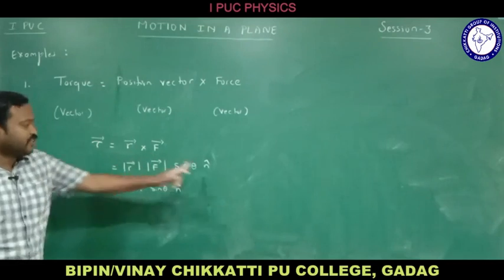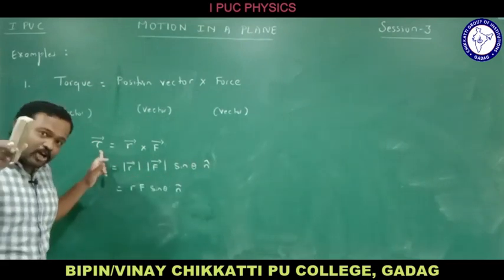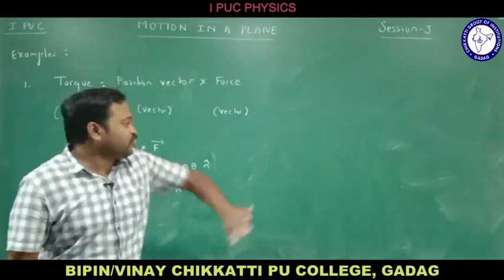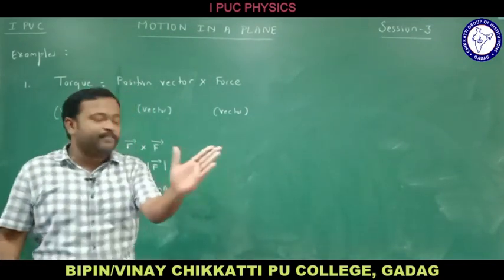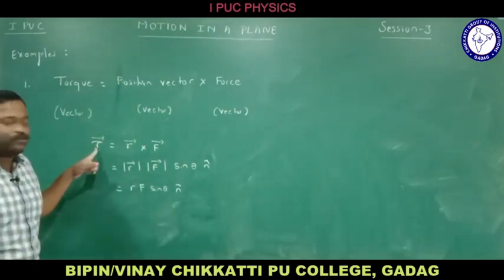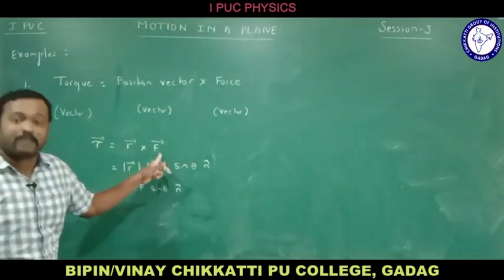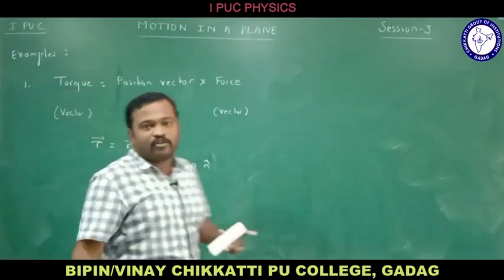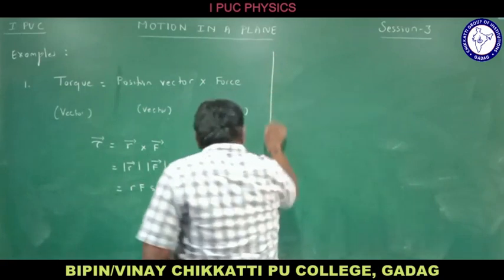The direction of tau is perpendicular to the plane containing R and F. Did you understand? If R and F are on the board, then torque will be perpendicular to the board. So torque is a vector quantity whose direction is perpendicular to the plane containing R and F. So this is one of the formulas for the vector products.